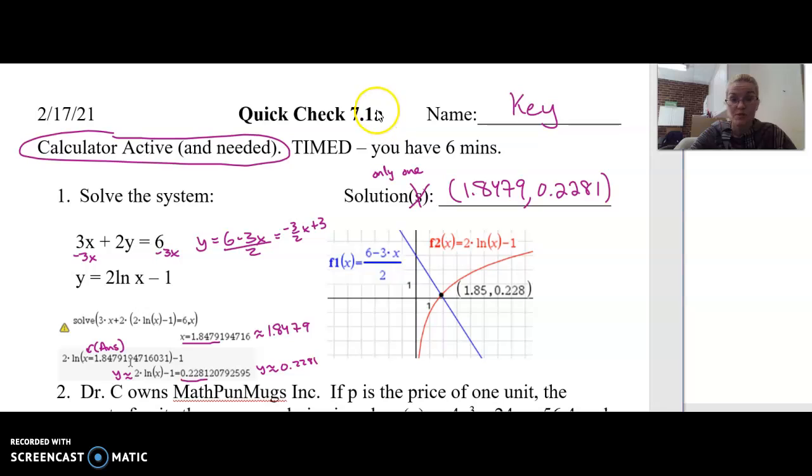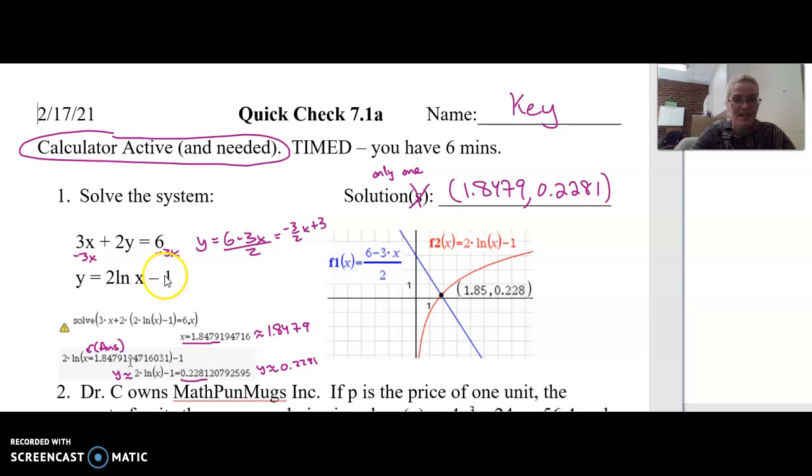But this is one where you needed your calculator. So from Chapter 7.1, solving a system like this, 3x plus 2y equals 6, y equals 2 ln of x minus 1. The most common mistake I saw here was students put parentheses around this x minus 1, but there are no parentheses there, so don't make that mistake. If there's parentheses, then they go in parentheses. If there's not, it's just ln of x minus 1.